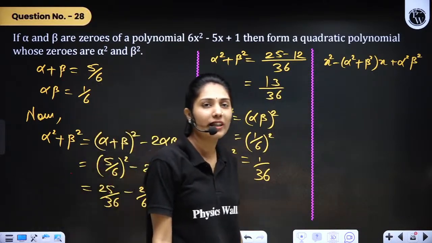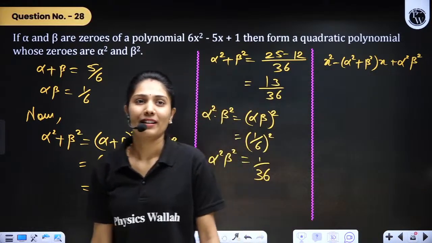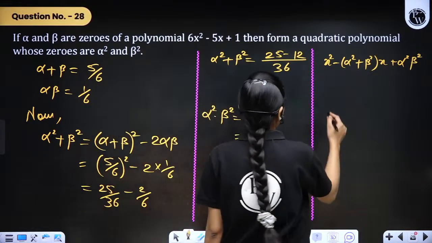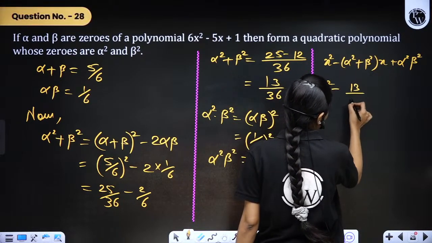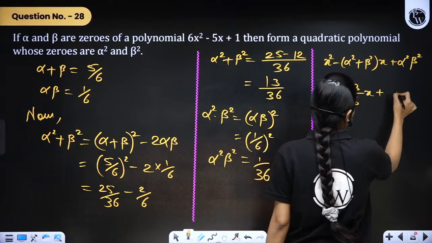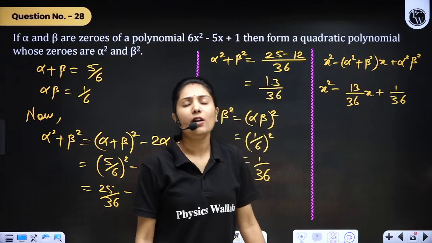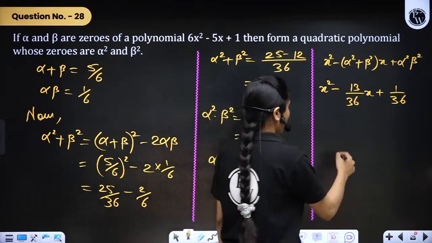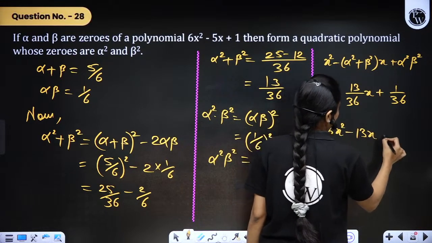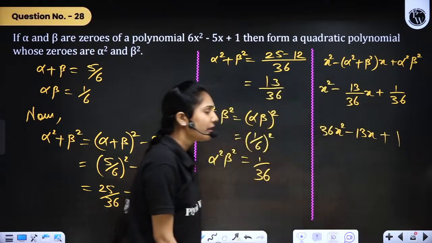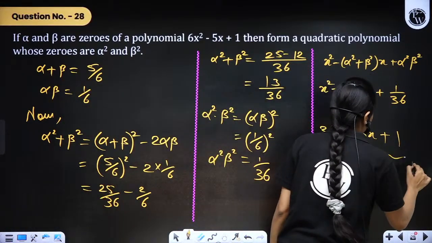Okay, now let's just put the values here and we'll get our answer. x square minus 13 by 36 x plus 1 by 36. If we multiply the overall equation with 36, what we will get here is 36x square minus 13x plus 1. So this is the required quadratic polynomial that we have.